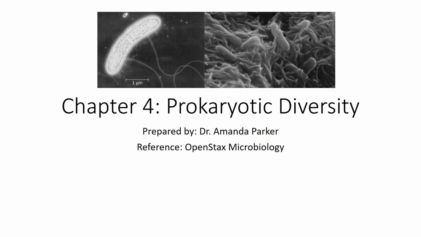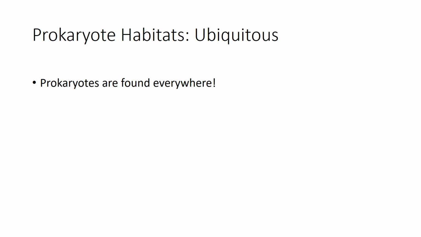this group of organisms. Now remember, our prokaryotes are going to include our archaea and our bacteria. The prokaryotes are going to be the organisms that do not have membrane-bound organelles. So as we move through this chapter, the first term we need to make sure we understand is ubiquitous. Ubiquitous tells us that prokaryotes are found everywhere.